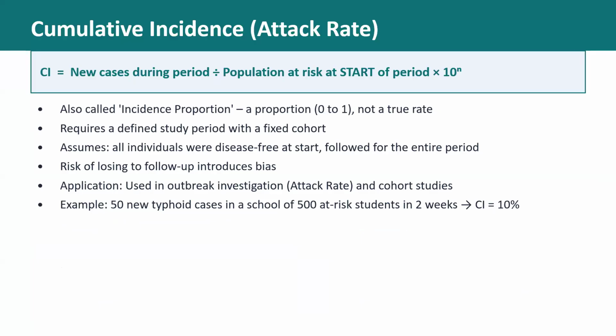Next is the cumulative incidence. Cumulative incidence is the new cases during the period divided by the population at risk at the start of the period multiplied by 10 to the power n, also called incidence proportion. It requires a definite study period with a fixed cohort. Assume all the individuals were disease-free at the start, followed for the entire period. Risk of loss to follow-up can introduce bias. So the application is used in outbreak investigation and cohort studies. For example, 50 new typhoid cases in a school of 500 at-risk students in 2 weeks. So the cumulative incidence is 10%.